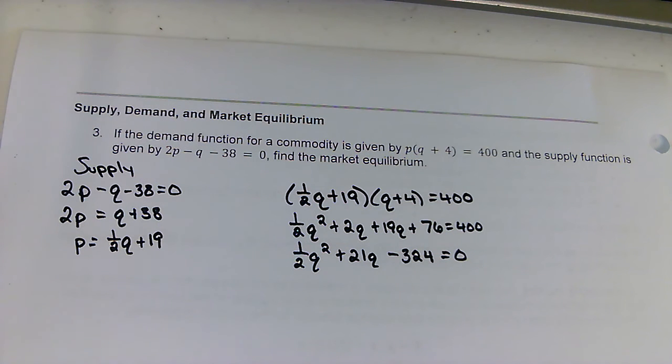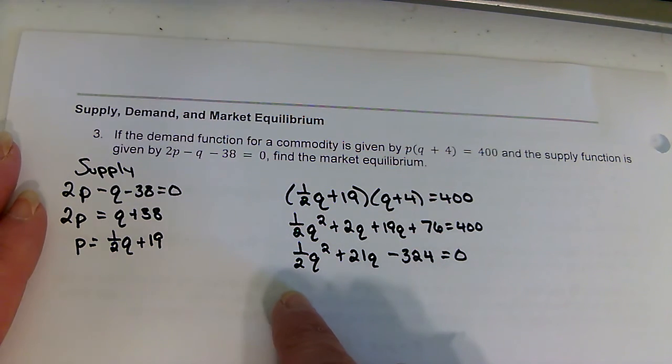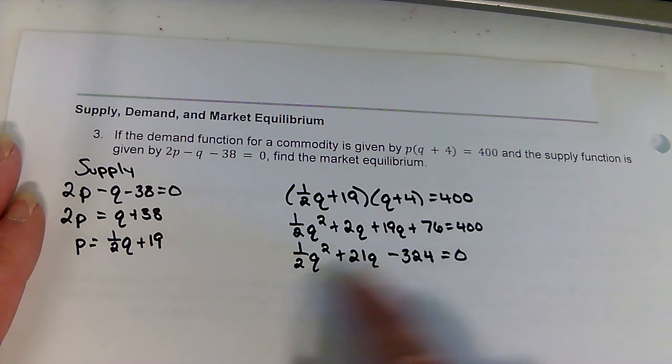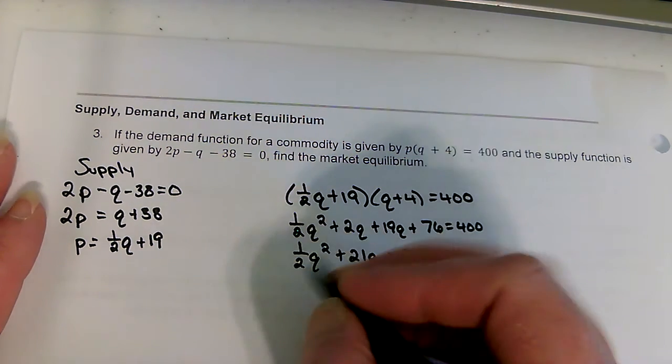Okay, so I could factor this. You could even use the quadratic formula if you would like. I'm going to go ahead and factor it, because it will factor. But I'm going to multiply both sides by 2.